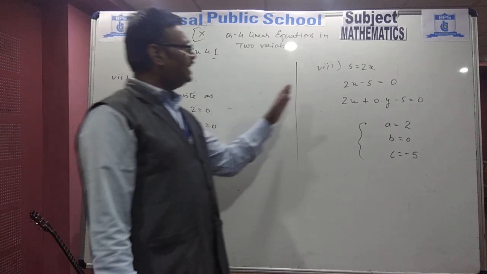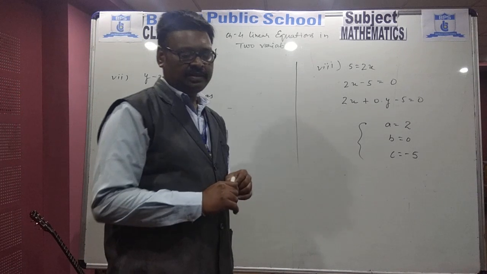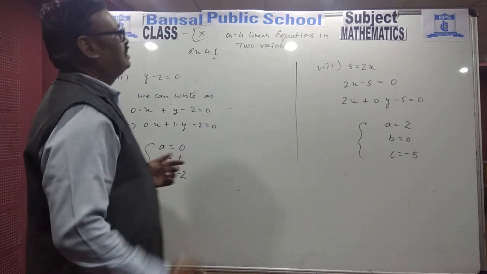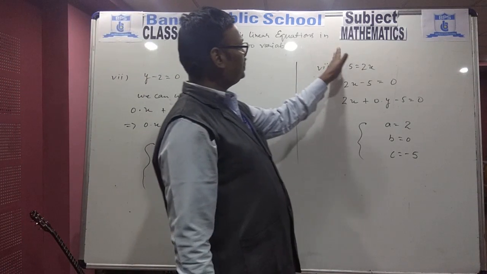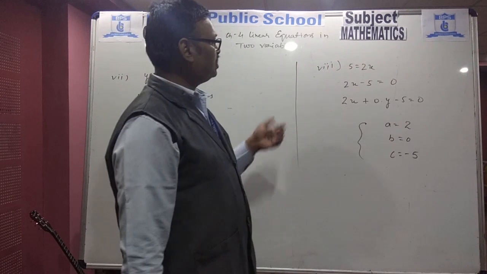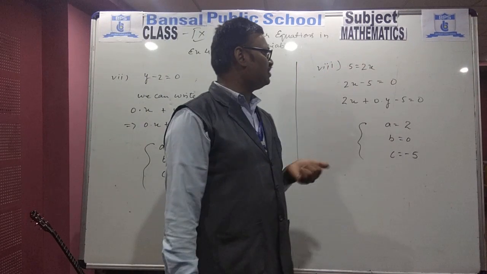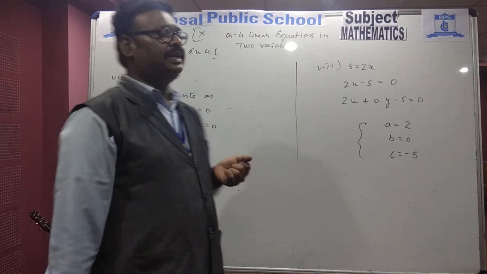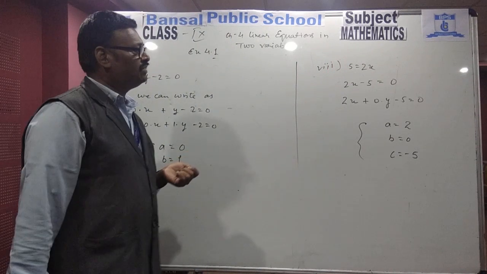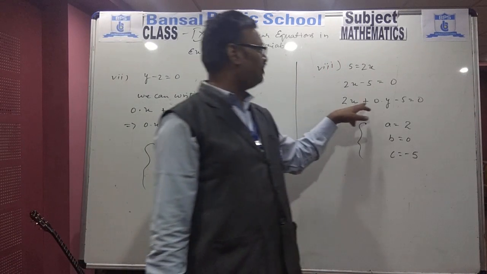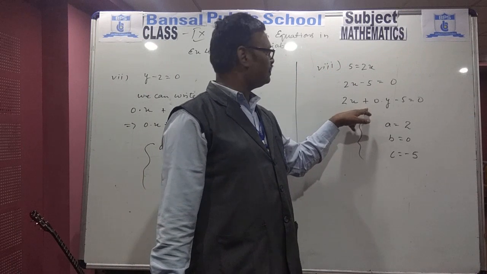When I go for 8th part, observe the equation. First I will write it in format by transposing 5. So the equation becomes 2x minus 5 equal to 0. Now here y is absent. So what I will do? I will put 0 into y at the place.